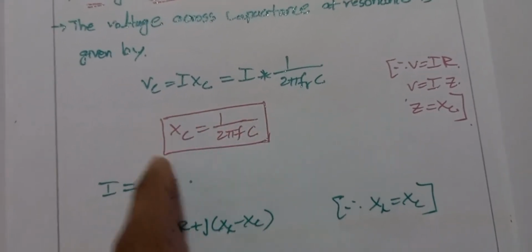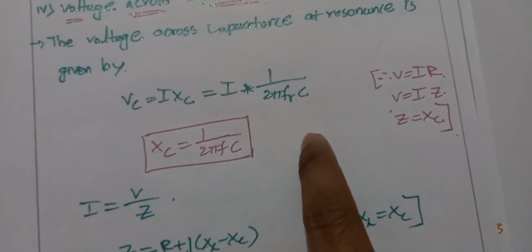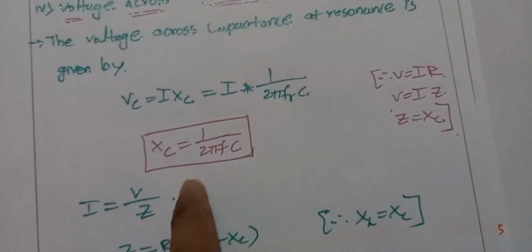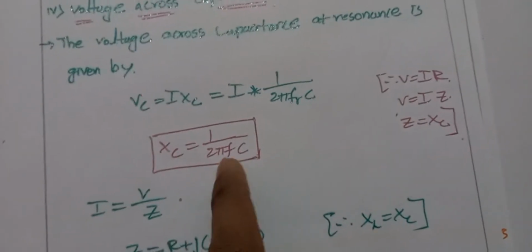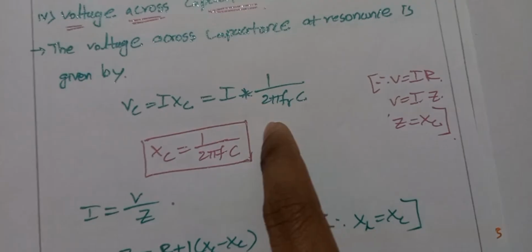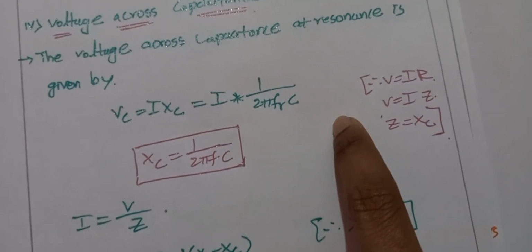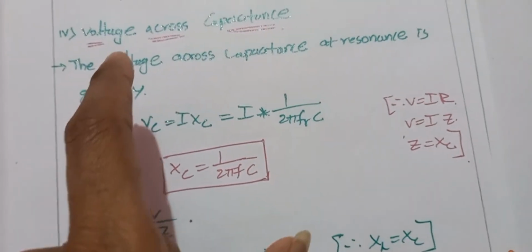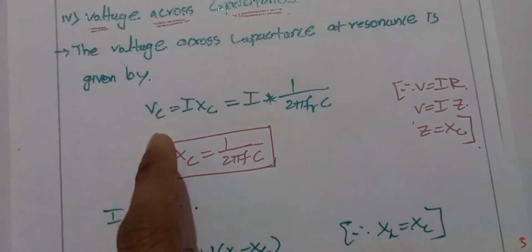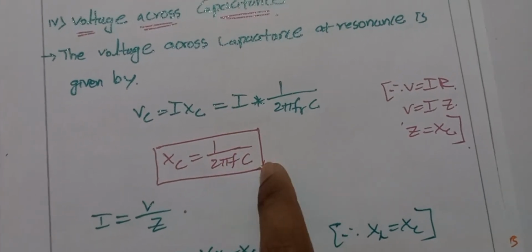Already we know this formula. Otherwise, inductive reactance XL equal to 2 pi FL, and Xc equal to 1 by 2 pi Fc. This is the standard formula for capacitive reactance, and inductive reactance equals 2 pi FL. Here they are asking only for the voltage across the capacitor, isn't it? That's why we are taking capacitive reactance Xc equal to 1 by 2 pi Fc.